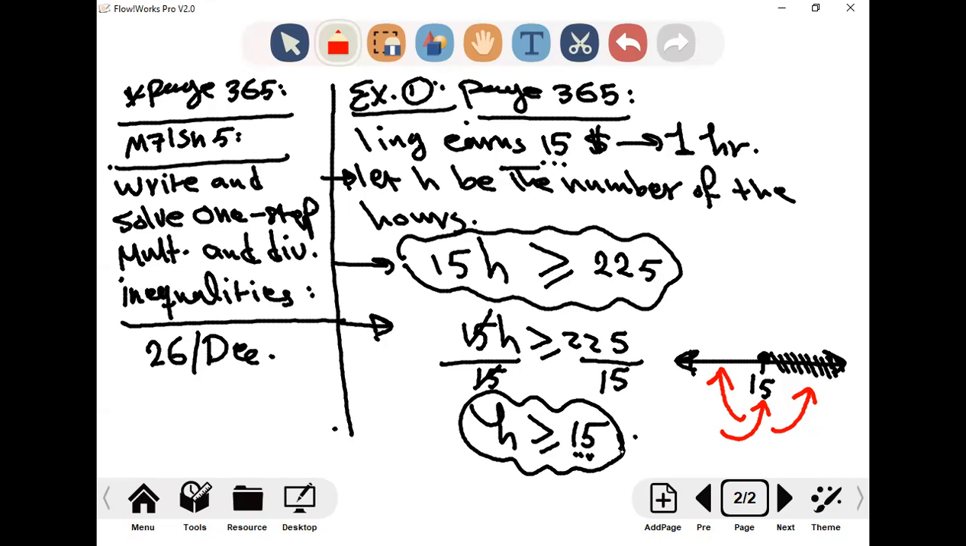Yes, Mr. Done? Mohsen, look at the board. See example 1. Take out your book quickly.